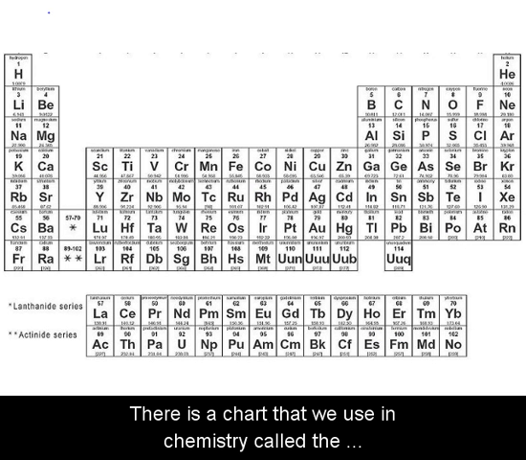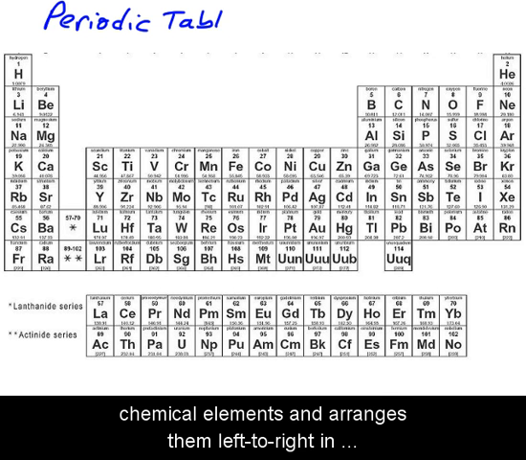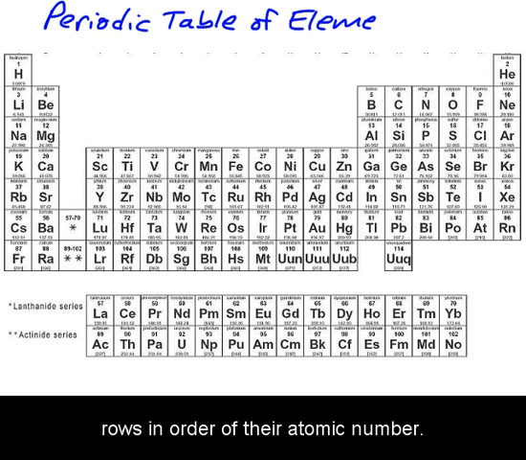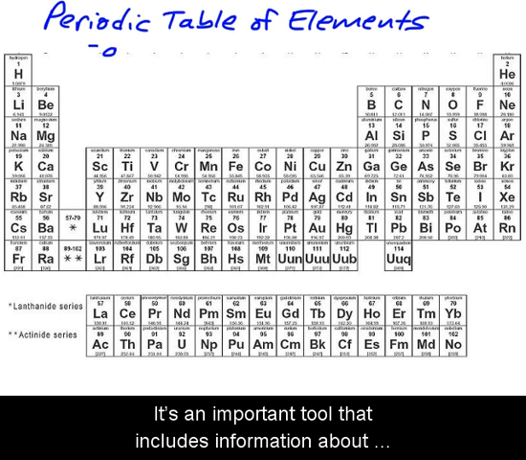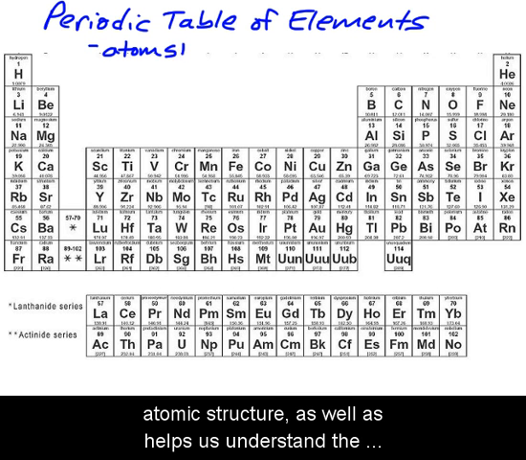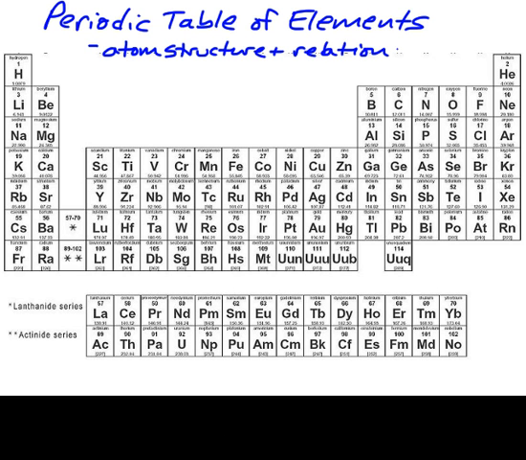There is a chart that we use in chemistry called the periodic table of elements that lists all of the known chemical elements and arranges them left to right in rows in order of their atomic number. It's an important tool that includes information about atomic structure as well as helps us understand the relationships between different elements.